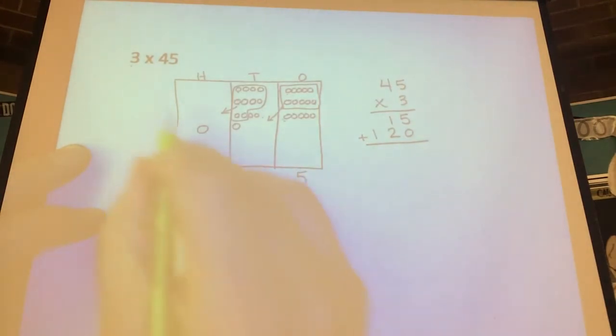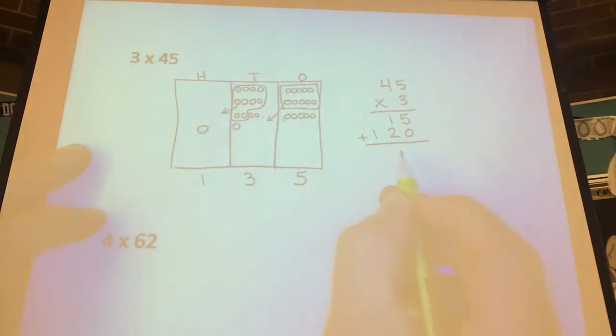My answer to 45 times 3 is 135. I'm going to do the same thing with my partial products. I'm going to add up 15 and 120. 5 plus 0 is 5. 2 plus 1 is 3. 1 plus nothing is 1. I have my answer of 135. Your paper should look like this. If it doesn't, hit pause. When it does look like this, then continue on to the second problem with me.